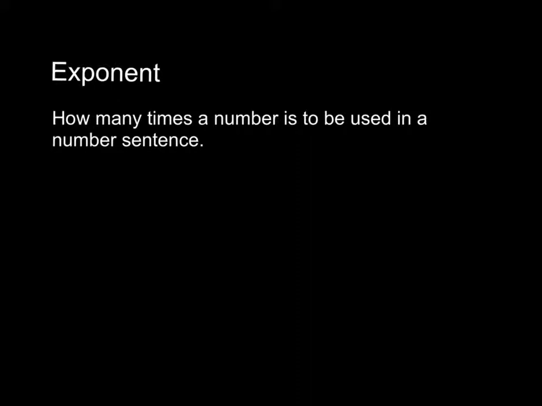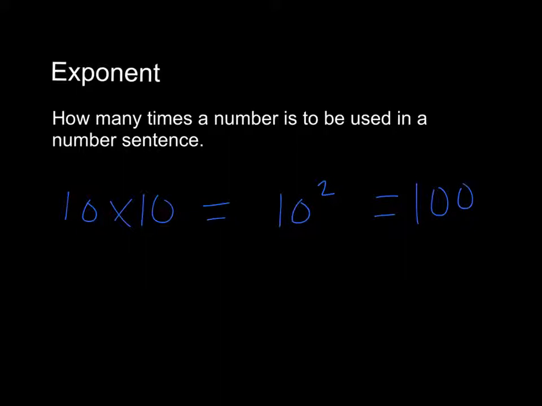For example, if we have 10 times 10, 10 is being multiplied by itself twice, so we could say 10 to the power of 2, or 10 squared, which is 100. And it's important to note that sometimes you'll see somebody write it as 10 caret 2. That means the same thing as 10 squared. Some computer programs don't allow the exponent.